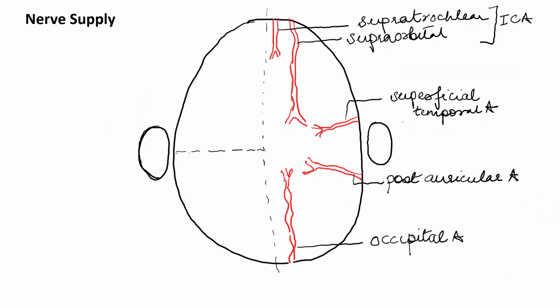Now let's discuss the nerve supply of the scalp. The scalp has skin, it has the superficial fascia as well as muscle. So it should get a sensory nerve supply as well as a motor nerve supply.